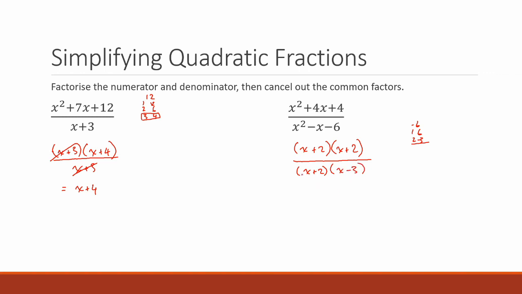And as you can see, we've got common factors top and bottom here, and because they're multiplying, we can now cancel them out. So this and this will cancel out, and our final answer is going to be x plus 2 over x minus 3. We can't simplify it any further because we have a plus and a minus here. There's no multiplication, so we can't cancel out these x's. This will be our final answer.